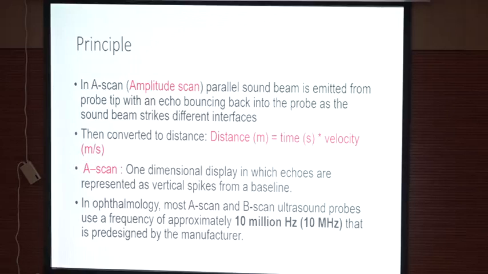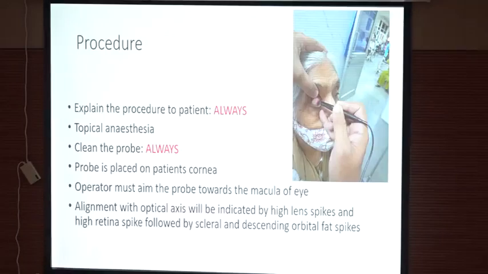In A-scan, the parallel sound beam is emitted from the probe tip with an echo bouncing back into the probe as the sound beam strikes different interfaces. This is then converted, and the distance is derived from the time and the velocity. So A-scan is a one-dimensional display in which echoes are represented as vertical spikes from a baseline. In ophthalmology, most A-scan and B-scan probes use approximately 10 megahertz, which is pre-designed by the manufacturer.